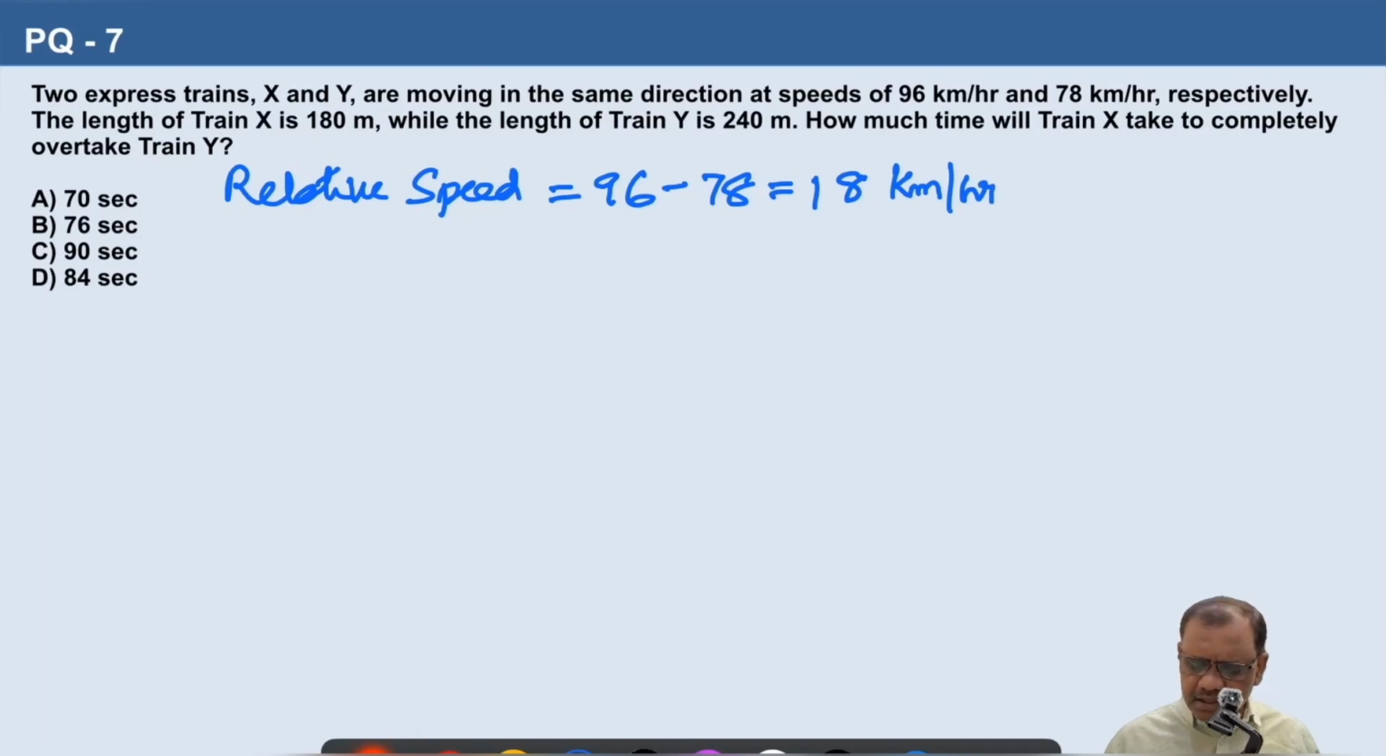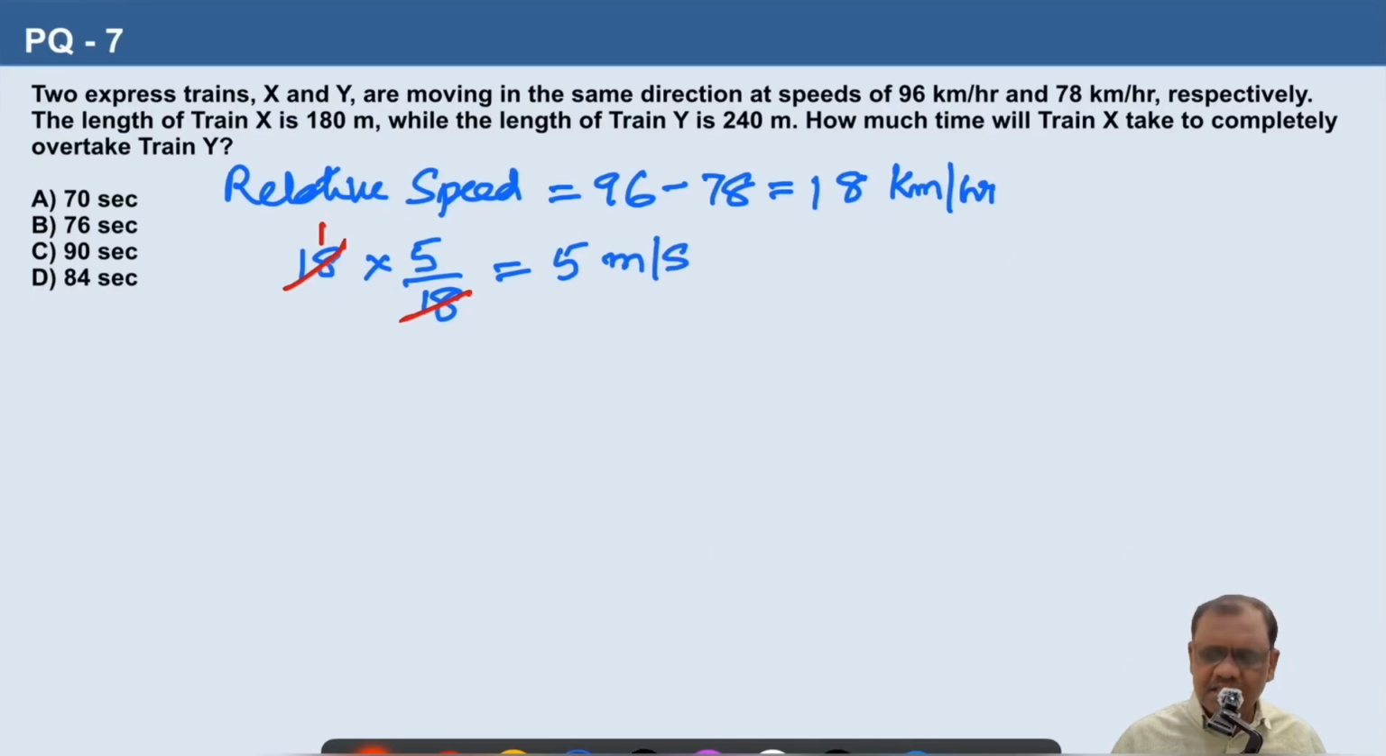But here the length of the train is given in meters, so we have to convert the relative speed also into meters per second. Multiply with 5 by 18. By simplifying this, 18 ones, so this is 5 meters per second. This is the relative speed of the trains.